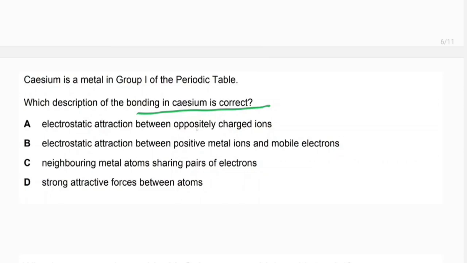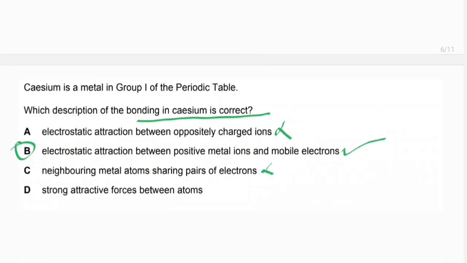So it has to be metallic bonding. Electrostatic force of attraction between oppositely charged ions, which is an ionic bond, cannot be the answer, right? Electrostatic attraction between positive metal ions and mobile electrons, that could be the answer. That is the answer. Neighboring metal atoms sharing a pair of electrons is not going to happen. Strong attractive forces between atoms, that's not going to happen.